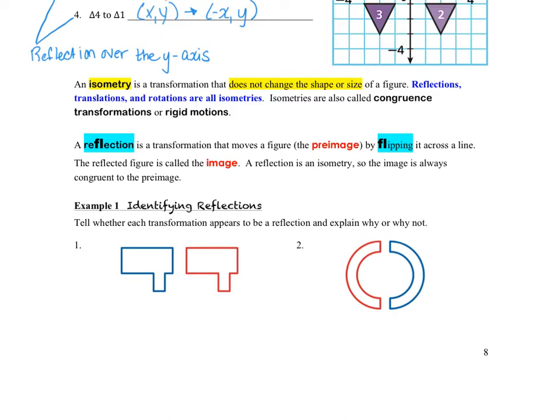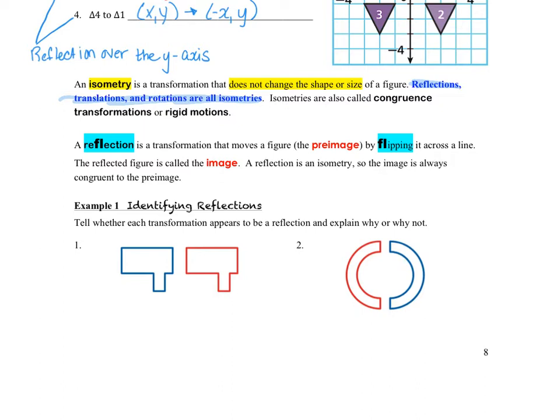An isometry is a transformation that does not change the shape or size of a figure. Reflections, translations, and rotations are all isometries. Those were the ones that we learned in the last section. So those three all keep the same shape or size. Once we get to a dilation, later on in this unit, that's when you'll see a size change. Another word for isometries is congruent transformations, or rigid motions, because it's keeping the same shape and size.